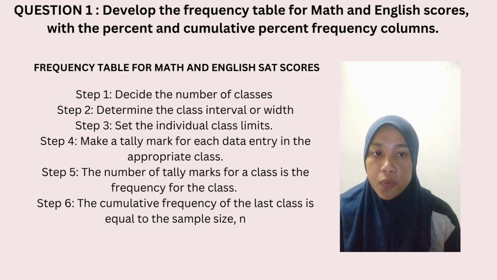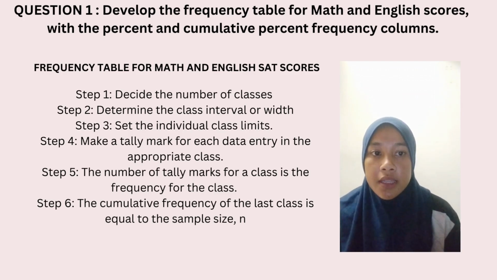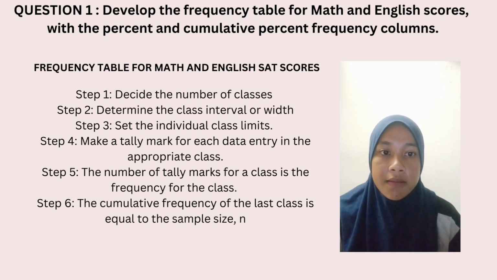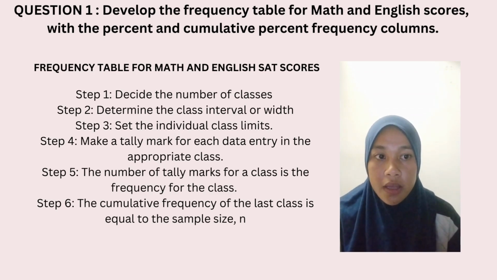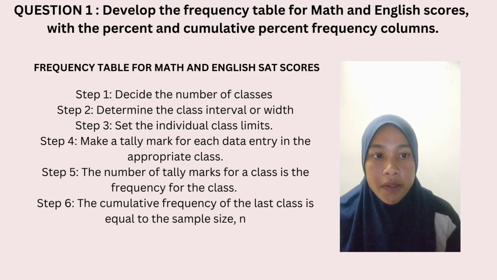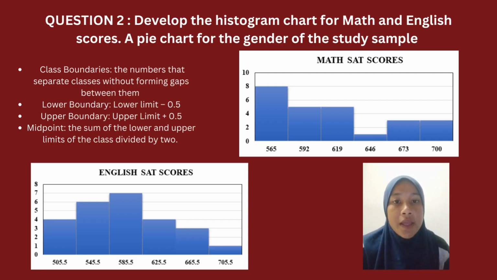We have a few steps. Step 1, decide the number of classes. Second, determine the class interval of it. Step 3, set the individual class limit. Step 4, make a tally mark for each data entry in the appropriate class. Step 5, the number of tally marks for a class is the frequency for the class. And the last step, step 6, the cumulative frequency of the last class is equal to the sample size n. For question 2, develop the histogram chart format and English score.